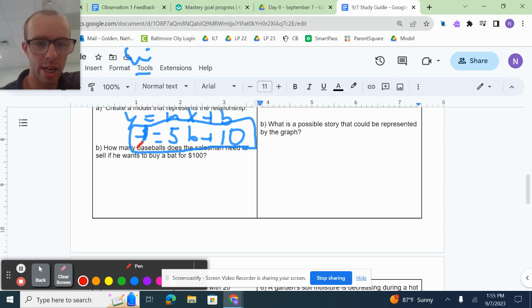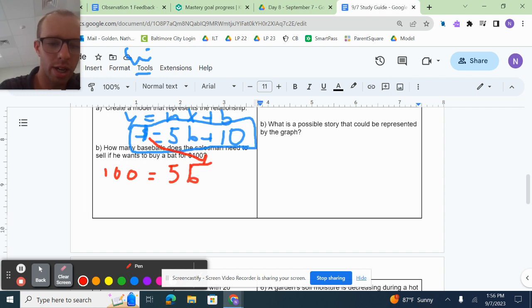All right, so let's read the next question. How many baseballs does a salesman need to sell if they want to buy a bat for $100? Well, it's telling me that they need $100. This money sign is no longer an unknown. Variables represent unknowns, so we use the dollar symbol to represent an unknown amount of money. Now I know it's $100. So I'm going to substitute 100 into the dollar sign and rewrite the equation as 100 equals 5b plus 10.